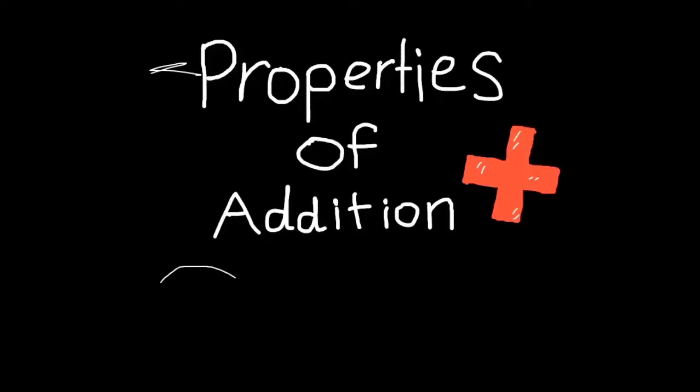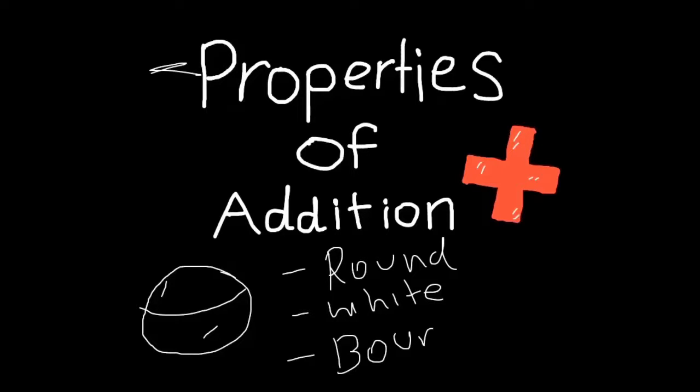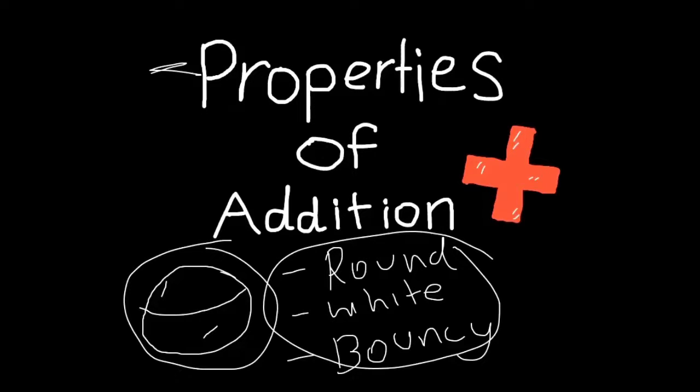Like if I took my favorite little bouncy ball and I told you some of the properties for it, then I would say one of the properties is round, another property is white, another property is, well, bouncy. These are all properties for my ball.